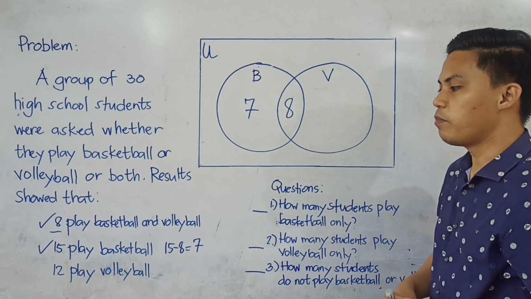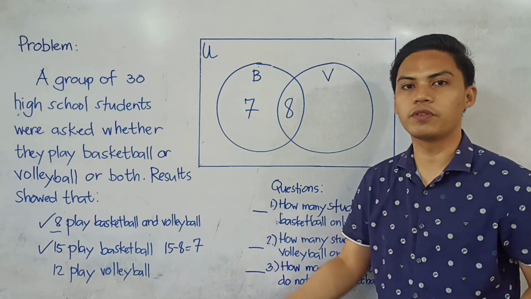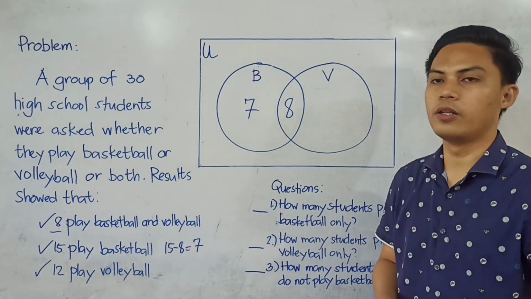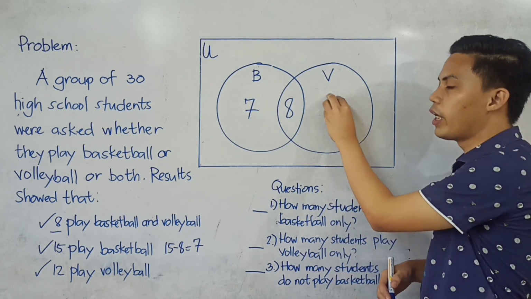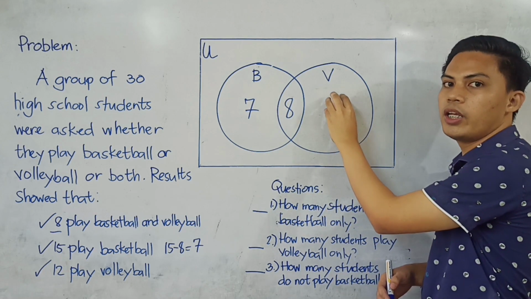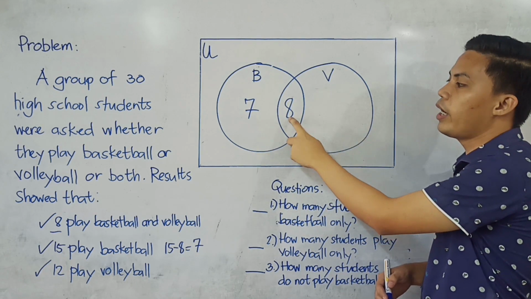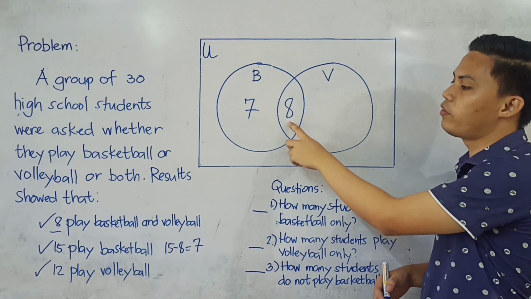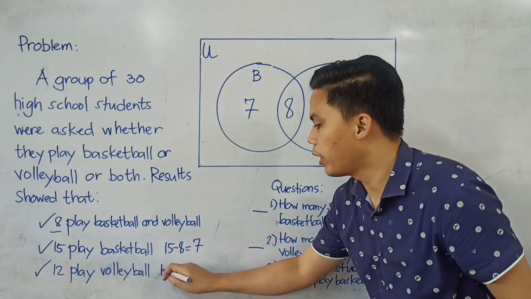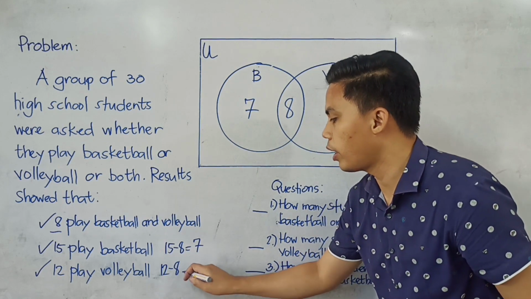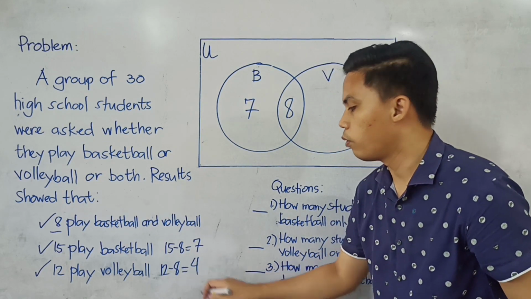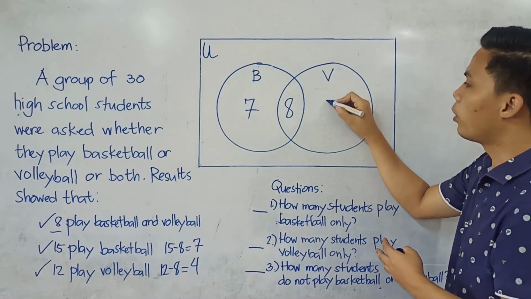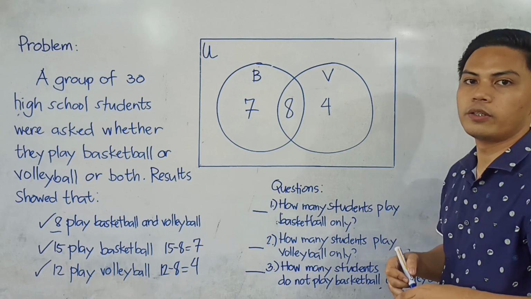Okay? So, same din yung gagawin natin sa last na information. 12 play volleyball. So, hindi natin ilalagay agad yung number na 12 dito kasi nga yung ilan sa kanila ay nasulat na natin sa intersection. So, we're going to subtract 12 by 8. So, 12 minus 8 is equal to 4. So, yung sa V natin, or V only, we're going to write 4.